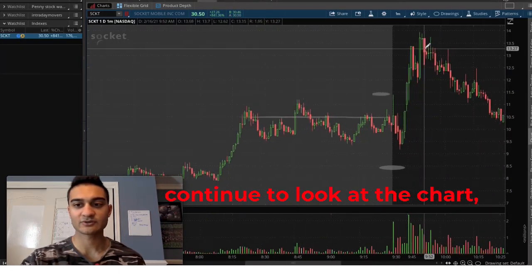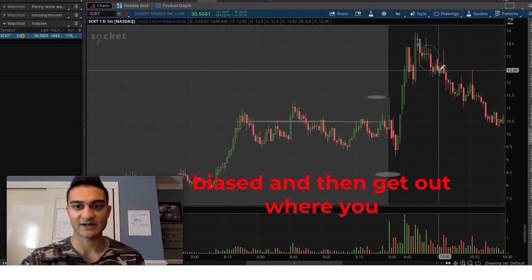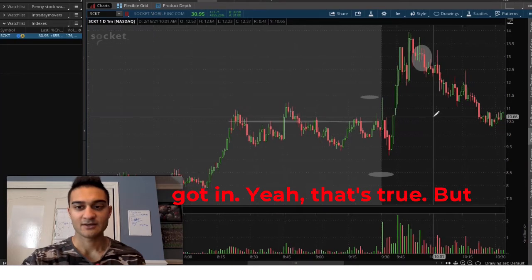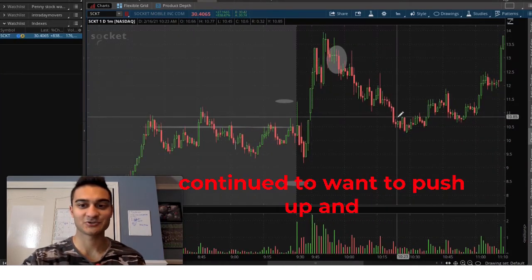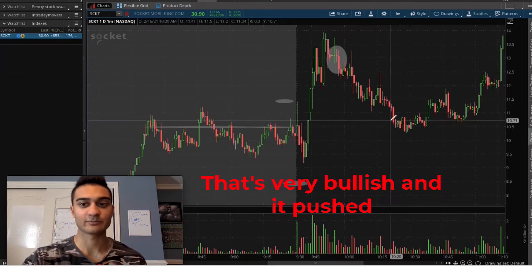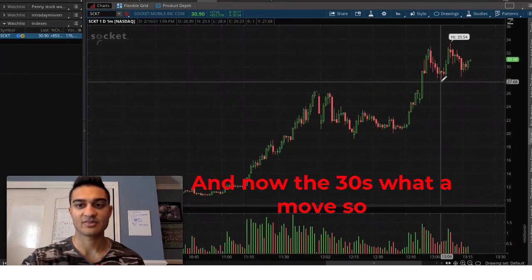As you continue to look at the chart, you might think, okay, well now you can get in here if you're short biased and then get out where you got in. Yeah, that's true, but this stock for the most part just continued to push up, and it found support again at 10.5, which was the previous resistance, so that's very bullish, and it pushed all the way up into the mid-20s and now the 30s.